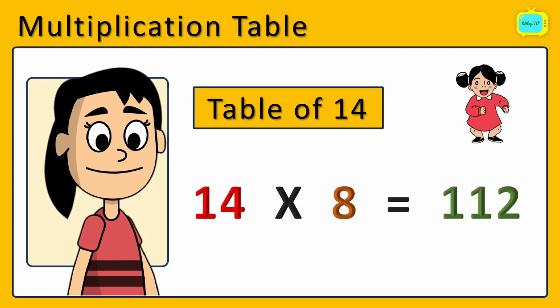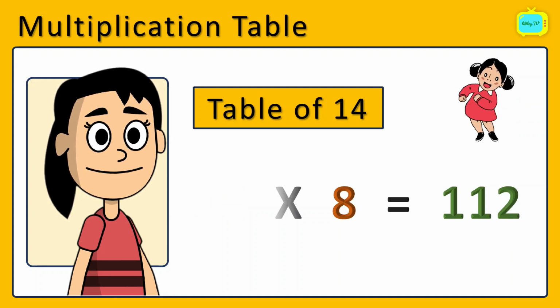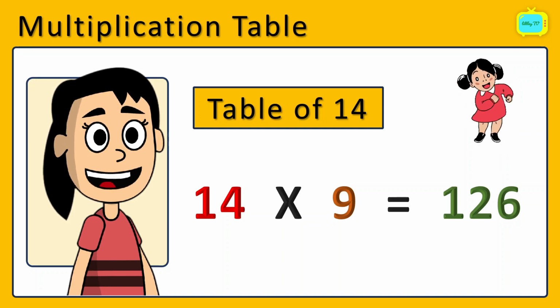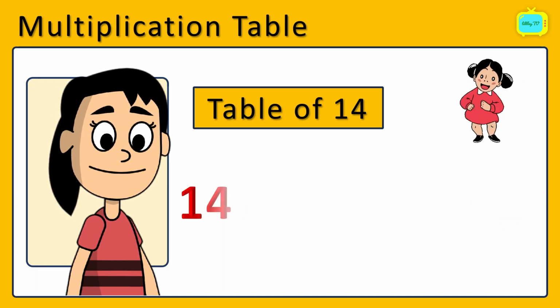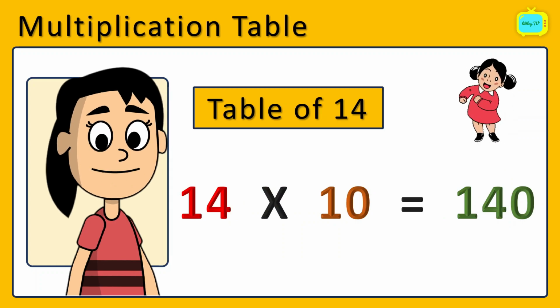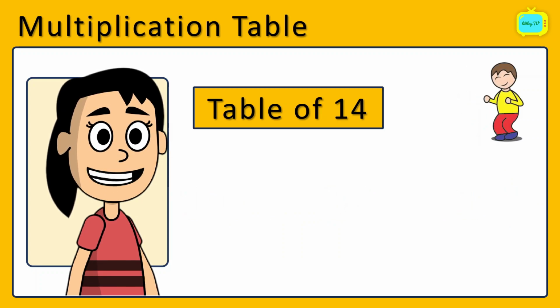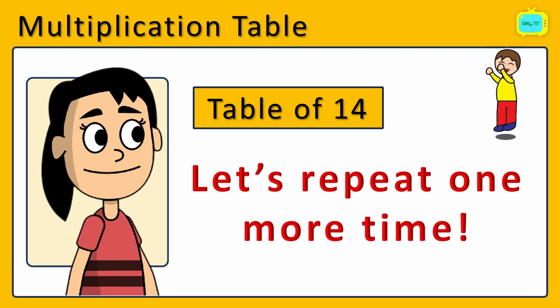14 8s are 112. 14 9s are 126. 14 10s are 140. So kids, now repeat it one more time.